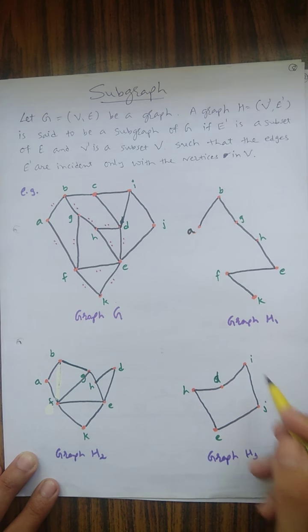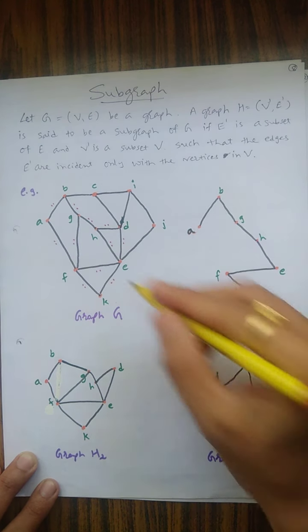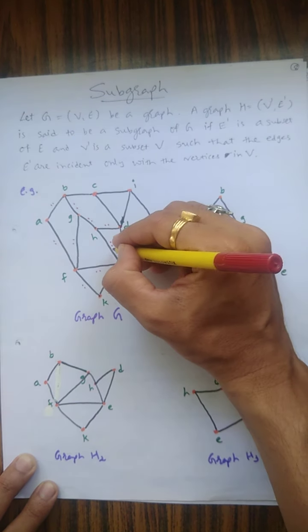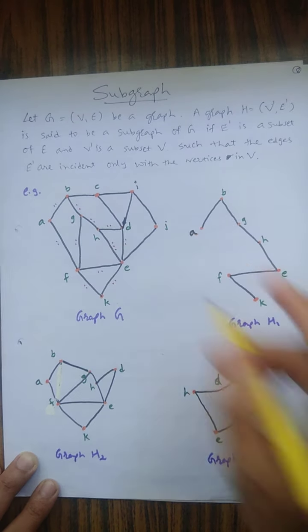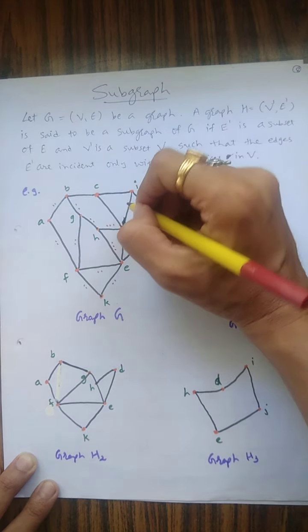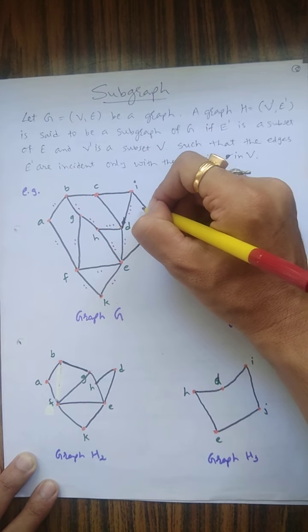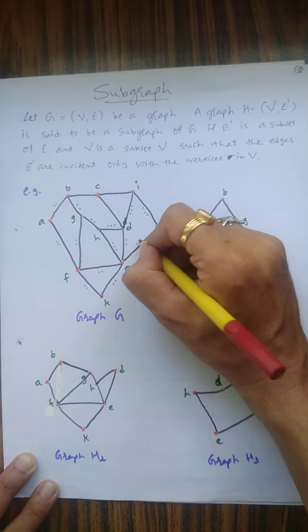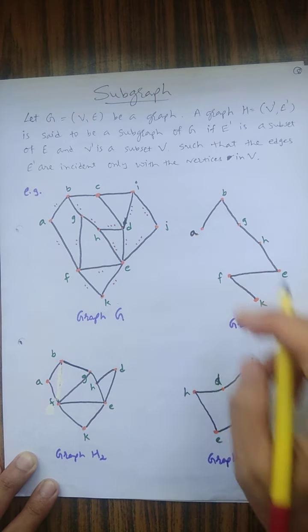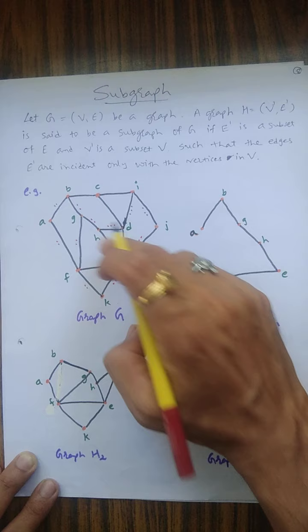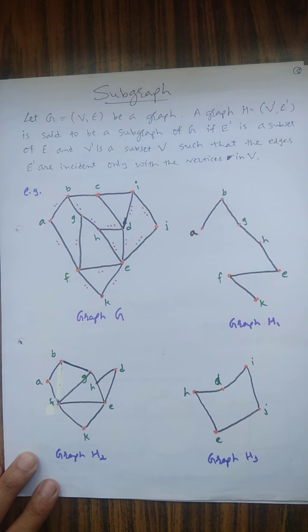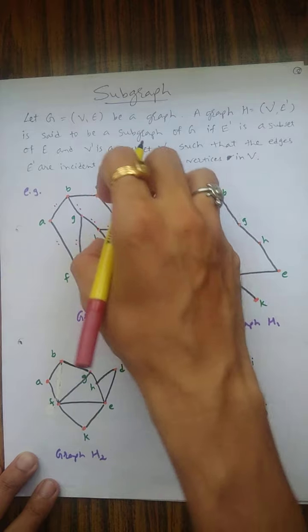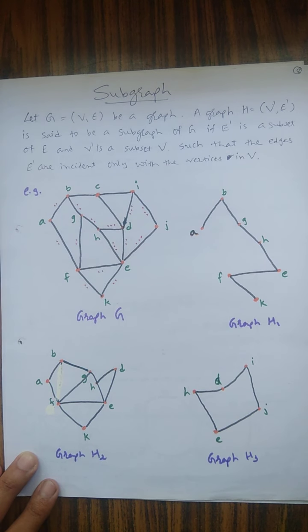Similarly, I take another example, H3. Here I am marking 3 dots, so you can understand this. This H, D, D to I, I to J and J to E. Not taking the D and E line, but the graph goes directly this way. So you can understand this is also a graph. It is also a sub part of this graph. So edges and vertices are the same as in graph G, but it is a sub part, so it is called a subgraph. So H1, H2, H3 are called subgraphs.